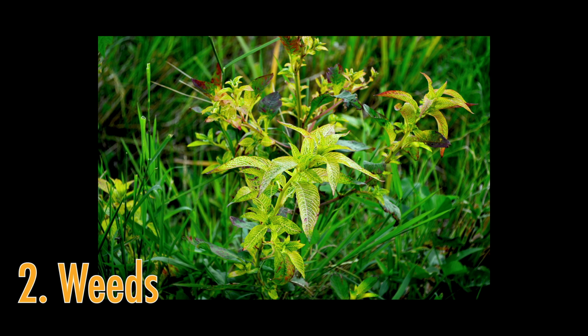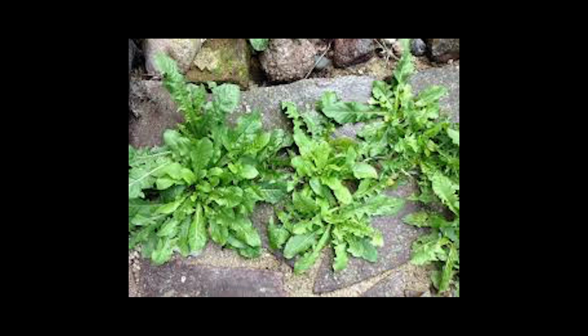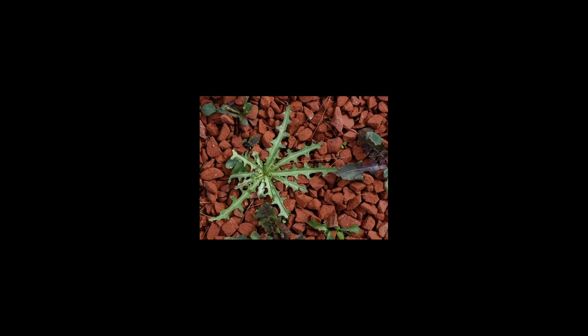Number 2. Weeds. Even weeds can be used as fertilizer. Like grass clippings, they too are high in nitrogen. To make them into a good fertilizer, fill a 5-gallon bucket a quarter of the way full with weeds. Fill the bucket with water and let it sit for a week or two. When the water turns brown, like a tea, pour this weed tea on your garden. This can be used as fertilizer.